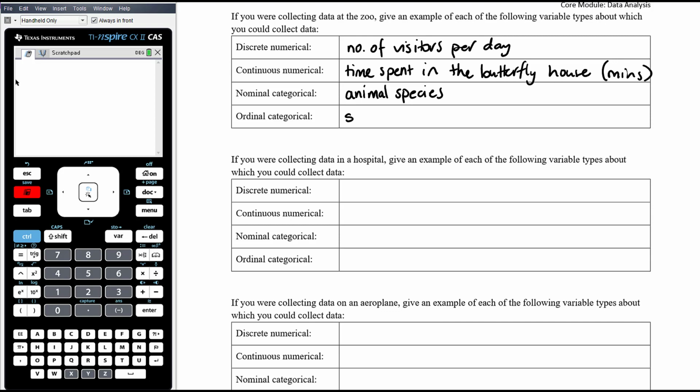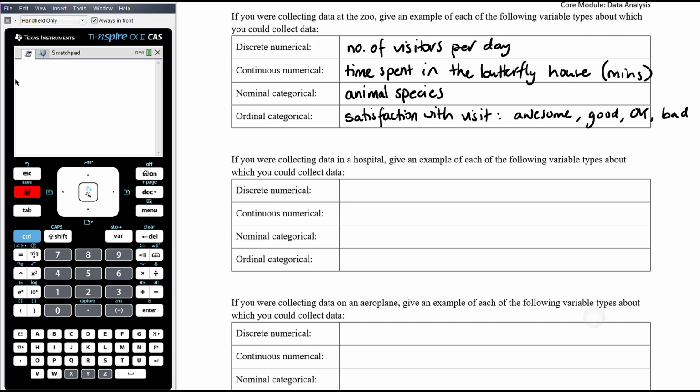All right, what about something like, imagine a survey, so satisfaction with visit. Visit was awesome, good, okay, bad, for example. So we've got 4 categories in which there is an implied order.